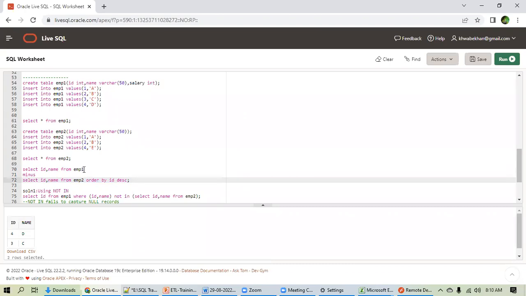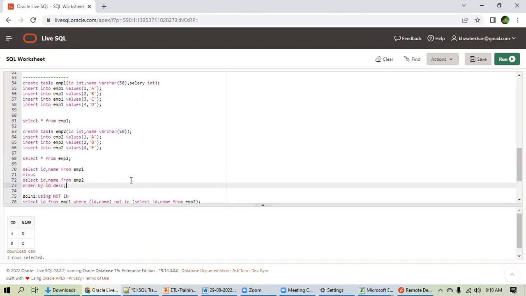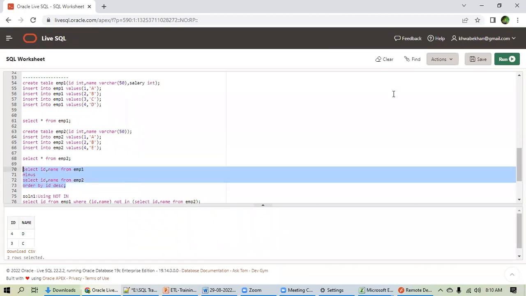So actually, order by in minus is used on the final query, and don't think that this order by is applied on this query. When you are executing this query, the meaning of this order by is that you are telling the SQL engine to apply your minus operator, and then finally, whatever result is coming, sort it.